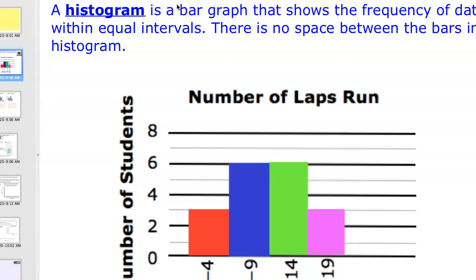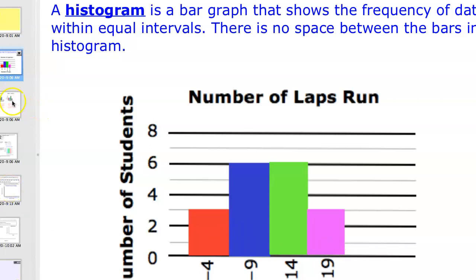Hi class, today we're going to learn about histograms. Histograms are similar to bar graphs. They show the frequency of data within equal intervals. Remember, frequency means how often something occurs, and there's no space in between the bars.